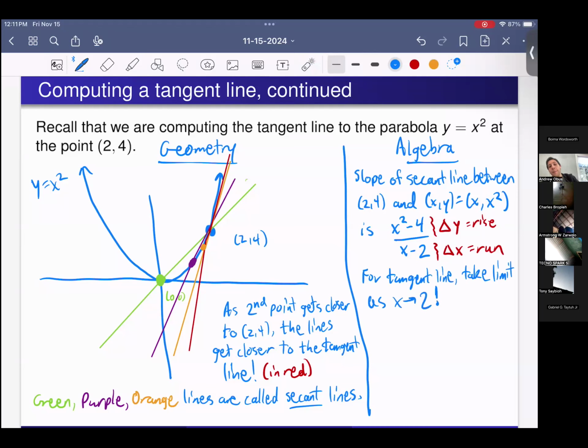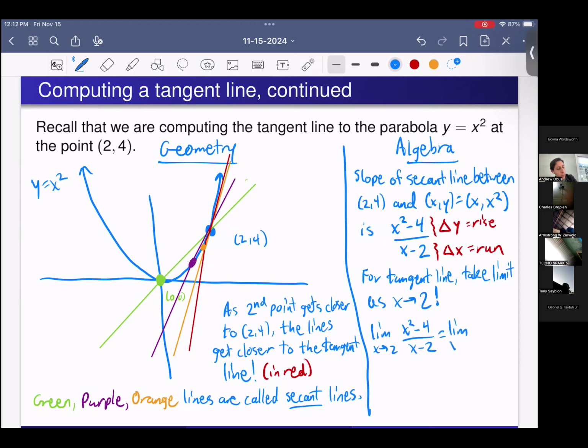Okay, so this is the key observation of differential calculus, which is that in order to compute the slope of a tangent line, you have to look at the secant lines, write an expression for the slope of a secant line, and then take the limit as one of the points on the line gets closer and closer to the other point on the graph. So this is our expression for the slope of the secant line. We now take the limit as x goes to 2. So this is the limit as x goes to 2 of x squared minus 4 over x minus 2.